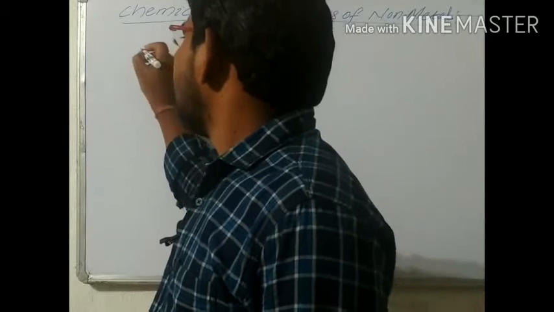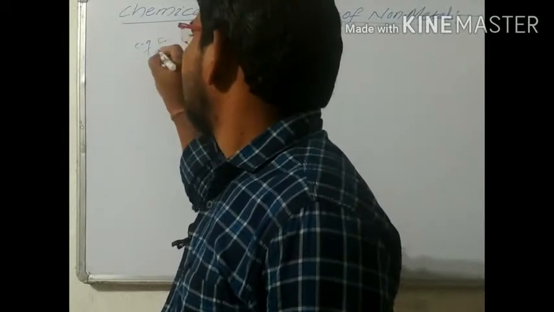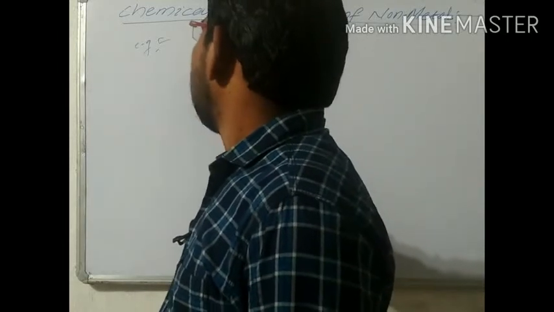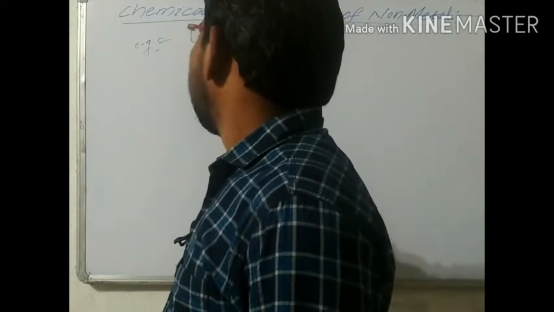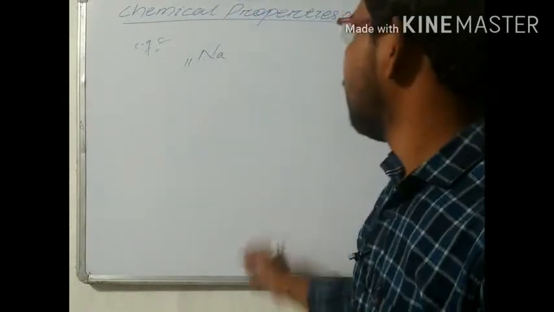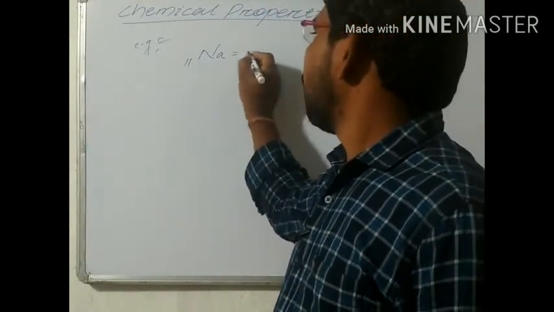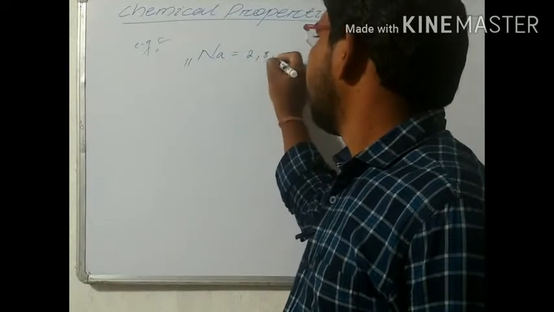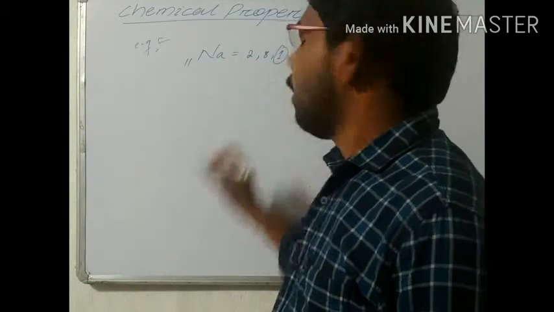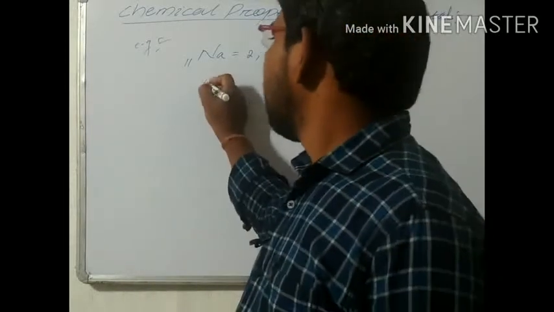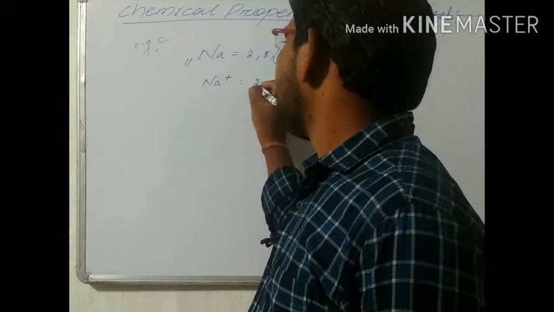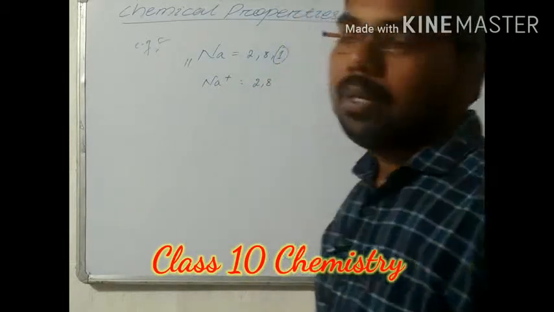Let us discuss one example. It is sodium. Sodium is a metal. It has 11 electrons and its electronic configuration is 2, 8, 1. It loses this outer one electron and forms the sodium ion, Na+, and its electronic configuration is 2, 8.